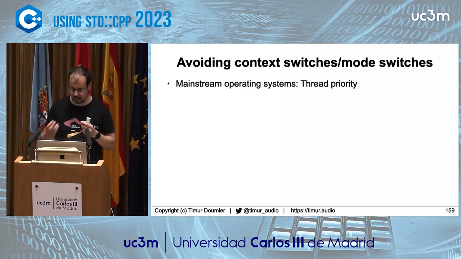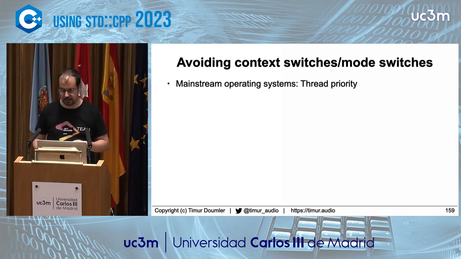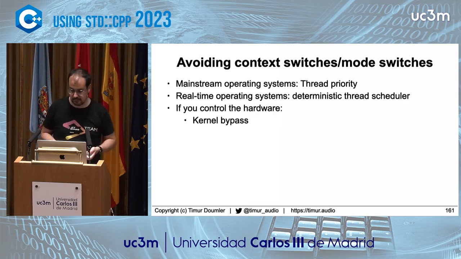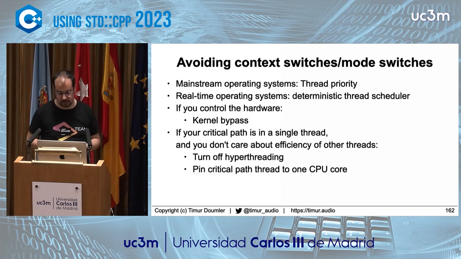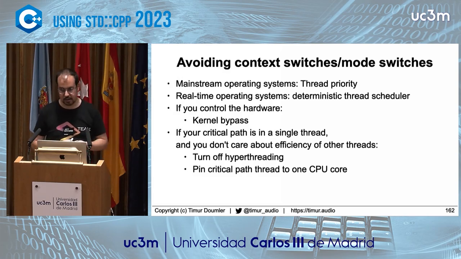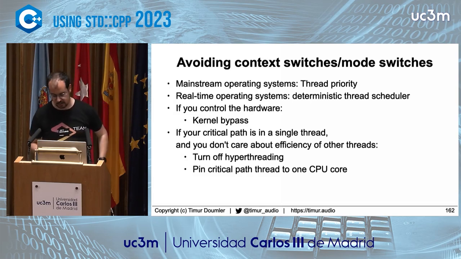And you want to avoid these context switches between user mode and kernel mode, right? So on mainstream operating systems, you can set thread priority. On a real-time operating system, you have some kind of deterministic thread scheduler typically. If you control the hardware, then you can do a kernel bypass. And if you really only care about the critical path in your single thread, you can do things like turn off hyper-threading, which again is bad for bandwidth, but good for latency. And then you can pin your critical path to one CPU core so it doesn't get moved to a different CPU core. Again, you save cycles.